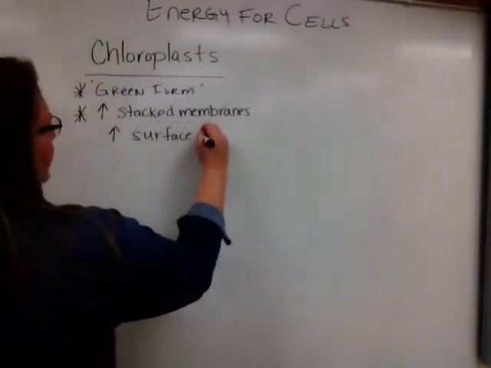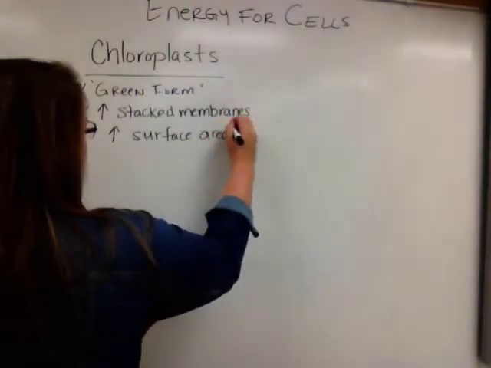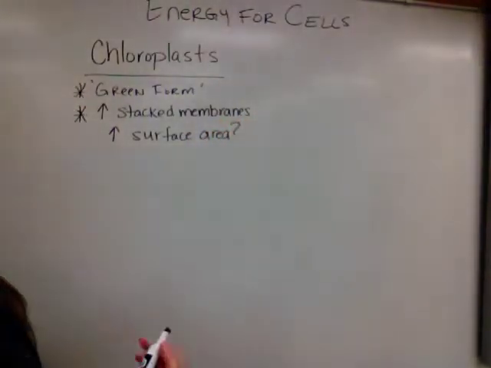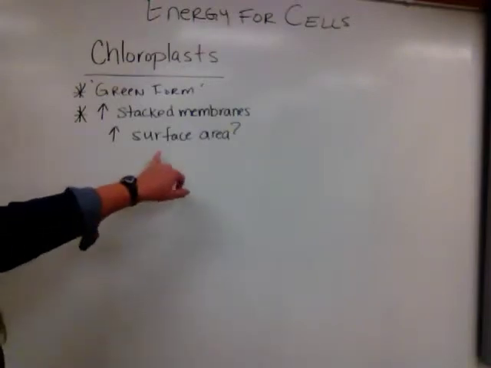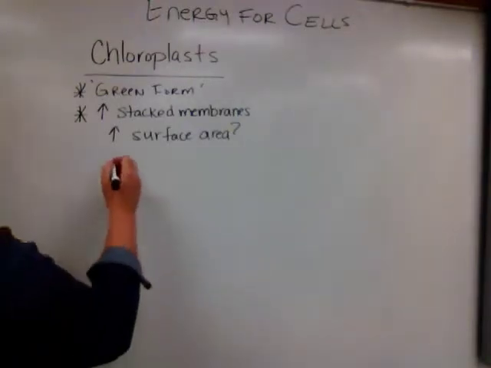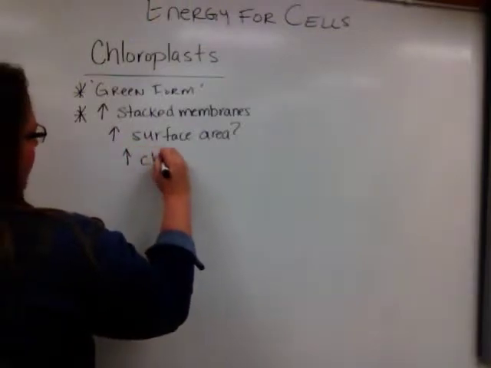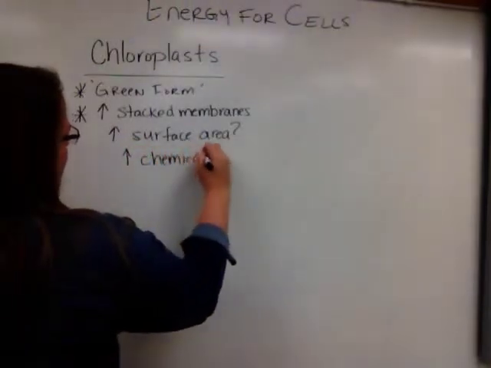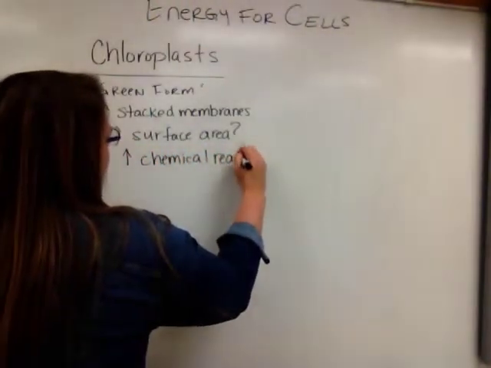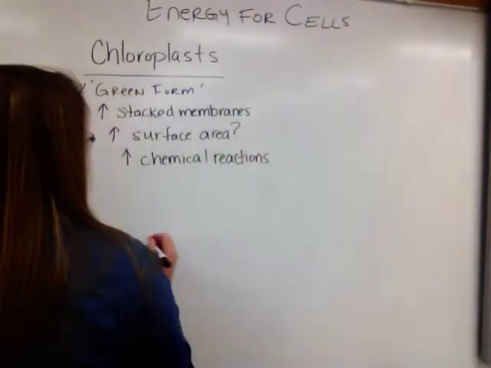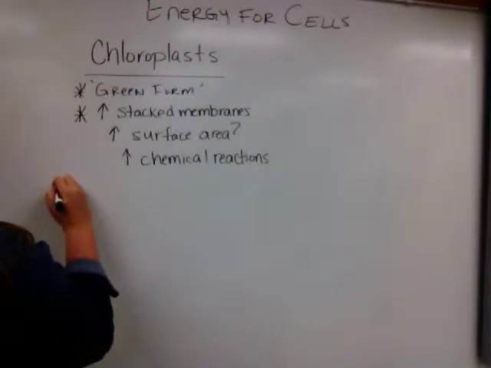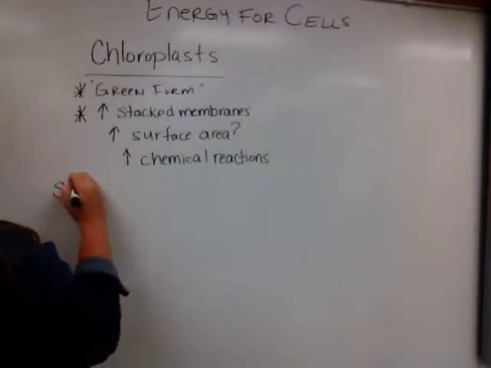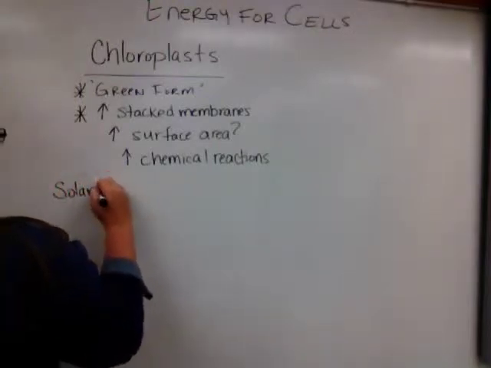And so why is increasing surface area important? It's what we're going to see as a continuing theme: the increased surface area allows for an increase in chemical reactions. So real quick, we'll talk about the chemical reaction that takes place in the chloroplast. As you know, we need infrared solar radiation. So we basically have solar radiation.